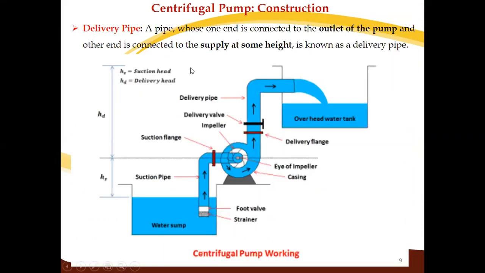And the last part is the delivery pipe. The delivery pipe is a pipe whose one end is connected to the outlet of the pump, and the other end is connected to the supply at some height where we have to deliver the water. That pipe is known as a delivery pipe. So this is the construction and working principle of the centrifugal pump.